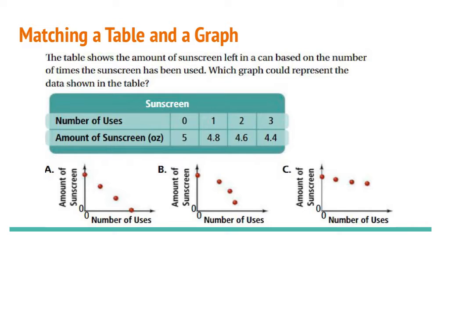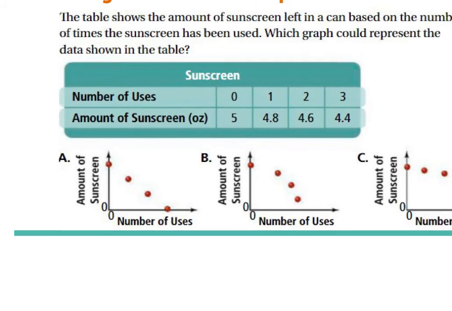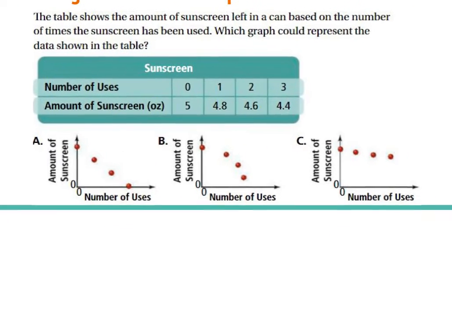So the table shows the amount of sunscreen left in a can based on the number of times the sunscreen has been used. Which graph could represent the data shown in the table? So for sunscreen, we've got the number of uses, 0, 1, 2, and 3, and the amount of sunscreen left in the can. So at 0, we're at 5. All 3 of these start at the number of uses 0 at 5, so that one doesn't eliminate anything.